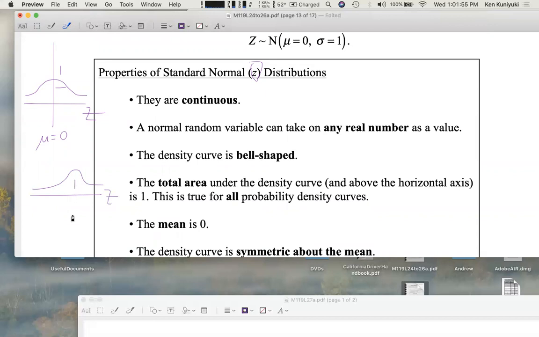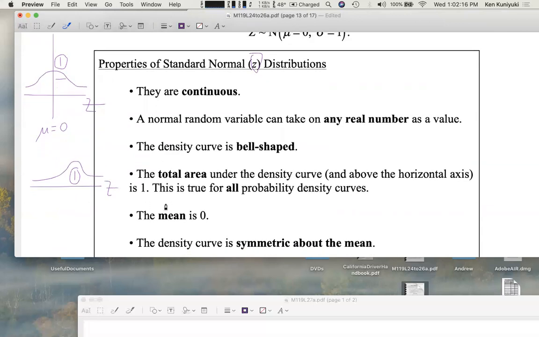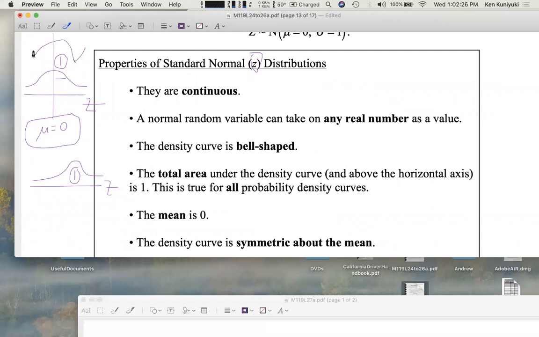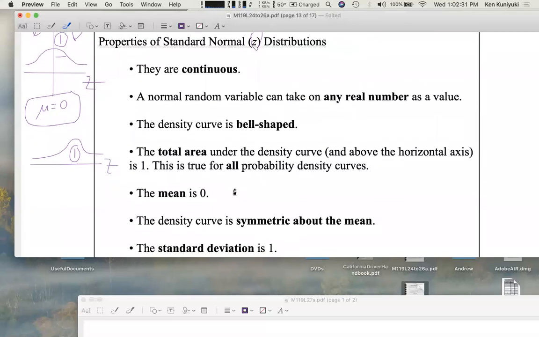Well, that's true for any probability density curve. The area between the curve and the horizontal axis will always be 1, because 1 is always total probability. Remember, the 1 up here corresponds to the standard deviation being 1. The 1 here means that the area under the curve is 1. They're different ideas. Again, the mean of the Z distribution is 0. The center is 0. The density curve is symmetric about the mean. So we have mirror images to the right and to the left. And the standard deviation is 1.